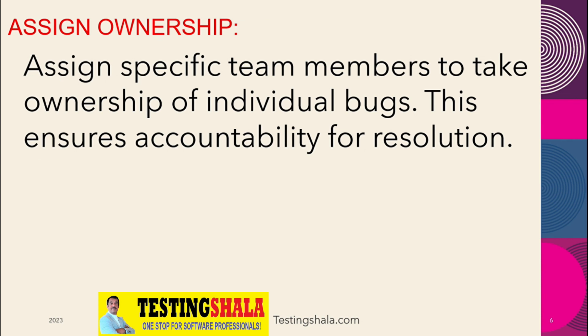Assigning the right ownership is also very key, because accountability in fixing those bugs in a quicker time is very important. Otherwise, if we keep blaming each other, saying this has to be fixed by this team or that team, we will be wasting a lot of time and we may not be able to clear the huge backlog.